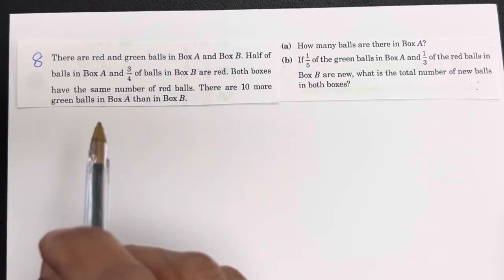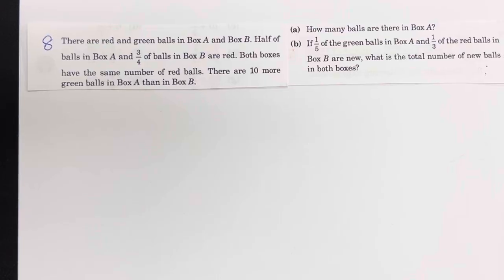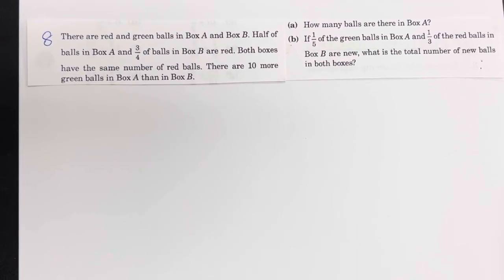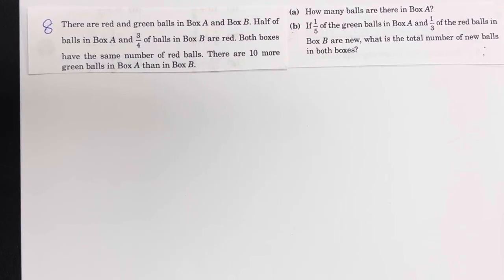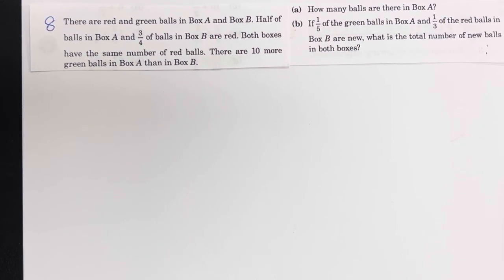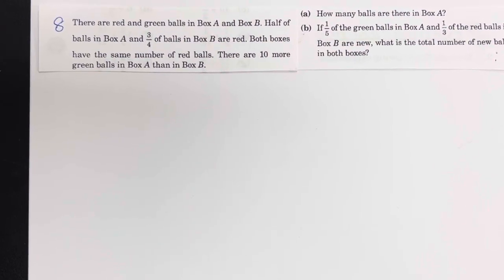Bismillah. Okay, this was a question we tried to solve today. There are red and green balls in box A and in box B. Half of the balls in box A and 3/4 of the balls in box B are red. Both boxes have the same number of red balls. There are 10 more green balls in box A than in box B.